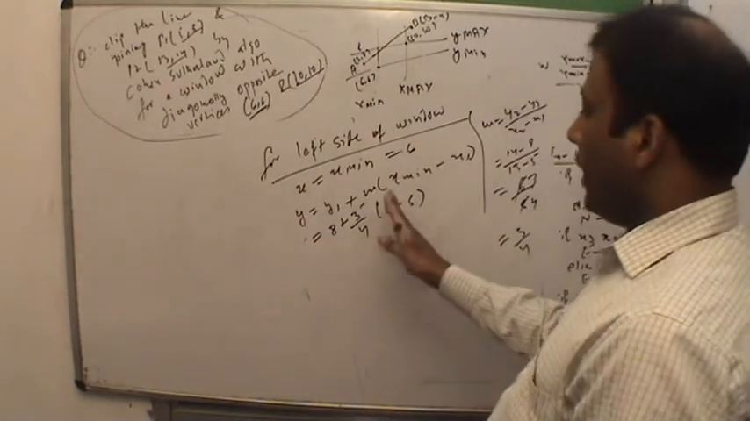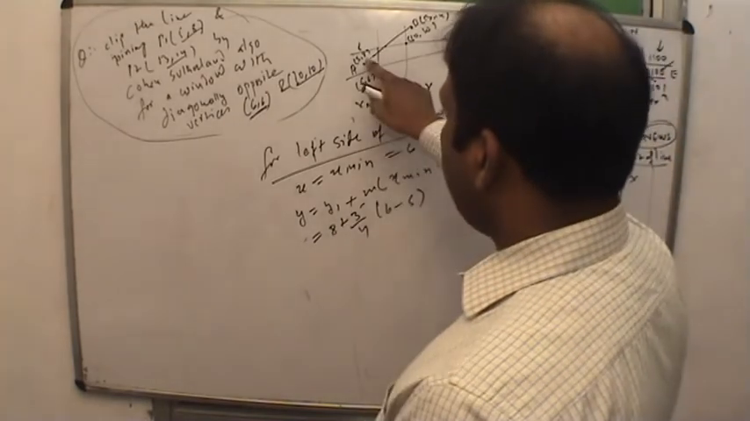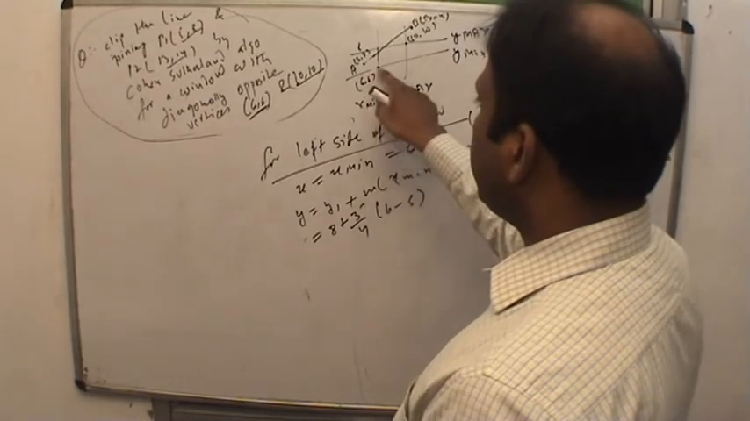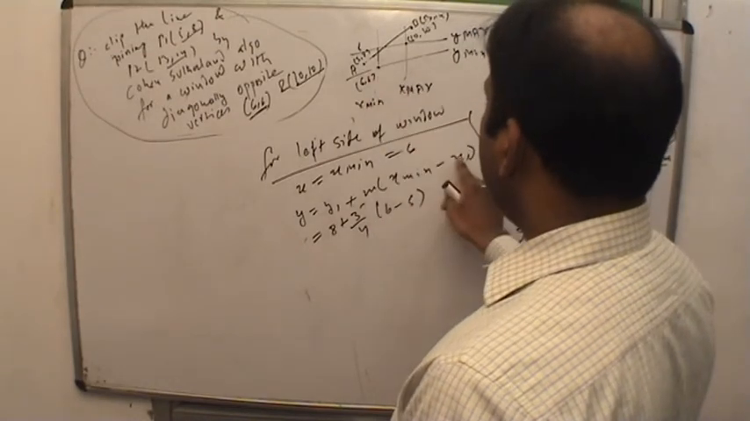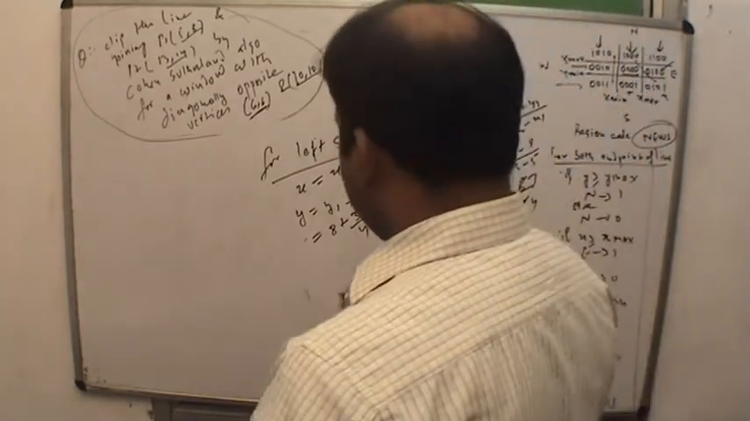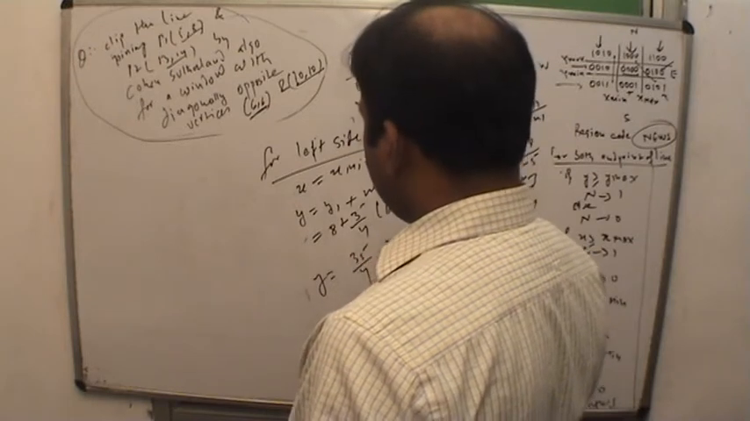Now we have the value of m is 3 by 4 and the value of y1 is 8. So 8 plus 3 by 4 into x min, which is 6, minus x1, which is 5. So when we solve the equation, we get the value of y equal to 35 by 4.